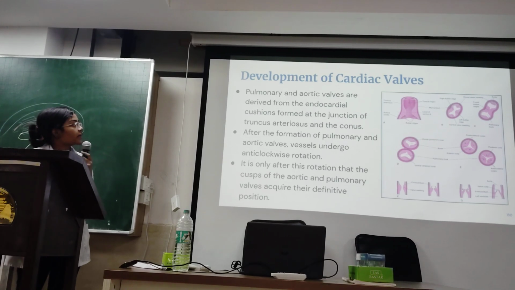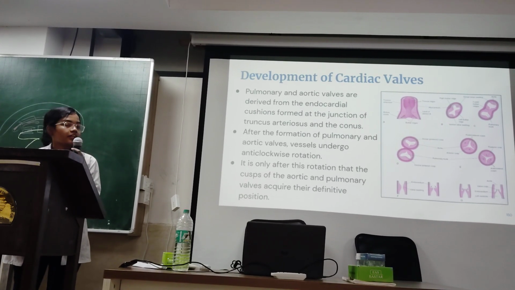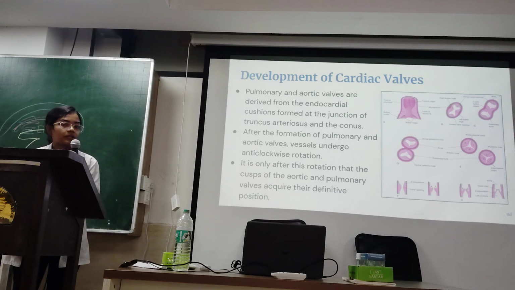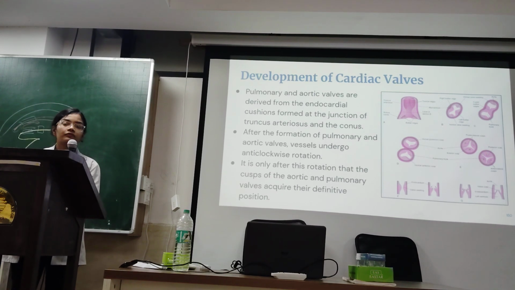Now the development of cardiac valves. Pulmonary and aortic valves, also known as semilunar valves, are derived from the endocardial cushions that are present at the conotruncal junctions. At those junctions in the walls of the conus cordis, there are bulbar ridges that grow and fuse with each other. As the aortic and pulmonary openings are separated, these cushions are also separated and form two parts.